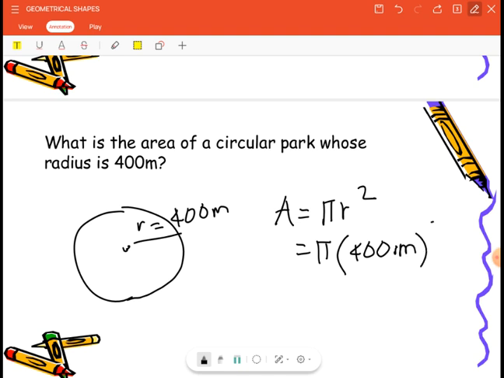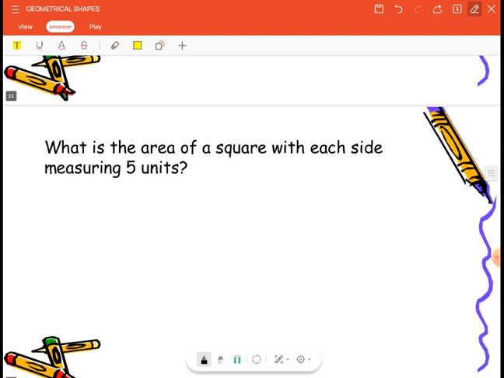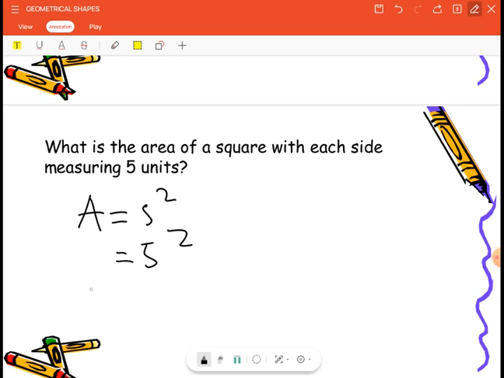Yan. And squared. Okay, so kuha kayo ng calculator. Pi times 400 squared. That is equals to, ang laki, no? So this is equals to 502,654 square meter. Okay. Next, what is the area of a square with each side measuring 5 units? So ang area natin dyan is equals to s squared, diba? So that is equals to 5 squared, and that is equals to 25 unit. Wala naman, no? Unit is square.